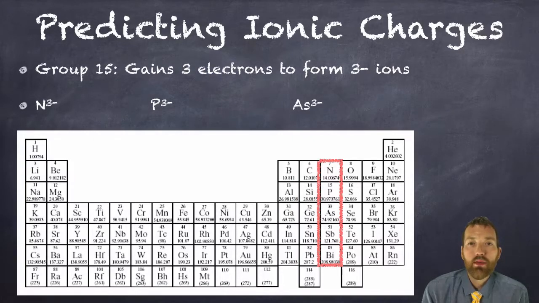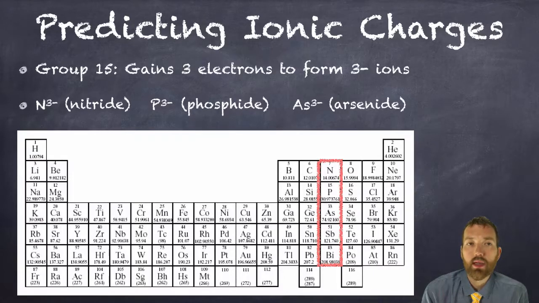Group 15 are now strongly in the non-metal zone, so they're going to gain electrons because they have that strong electronegativity. Nitrogen, phosphorus, and arsenic are all going to gain 3 electrons and become 3 minus anions. We would call them nitride and phosphide and arsenide.